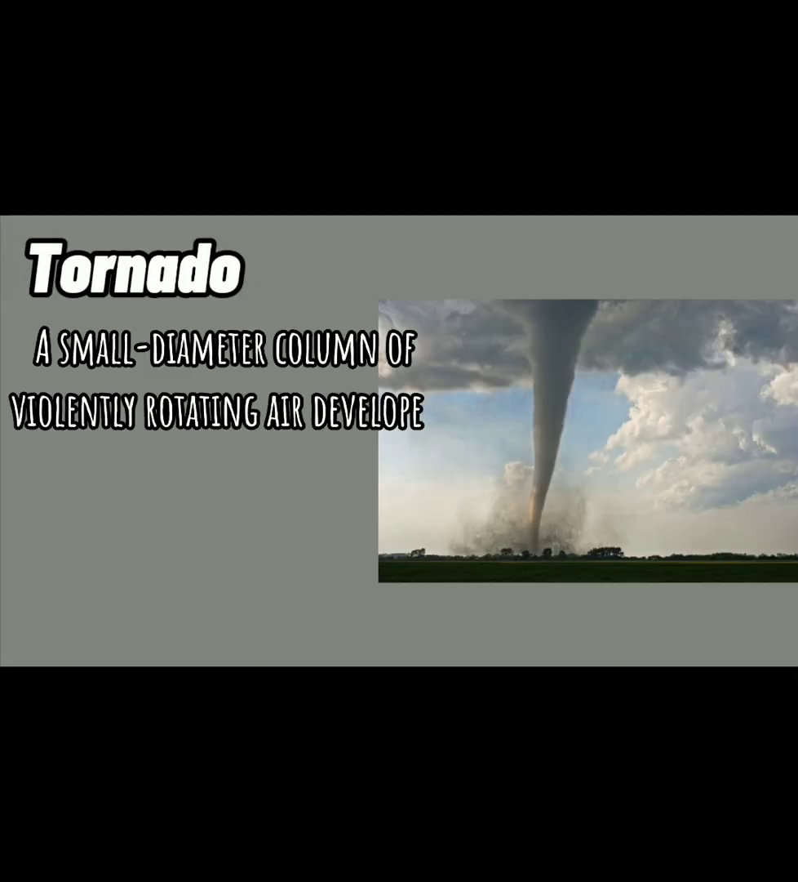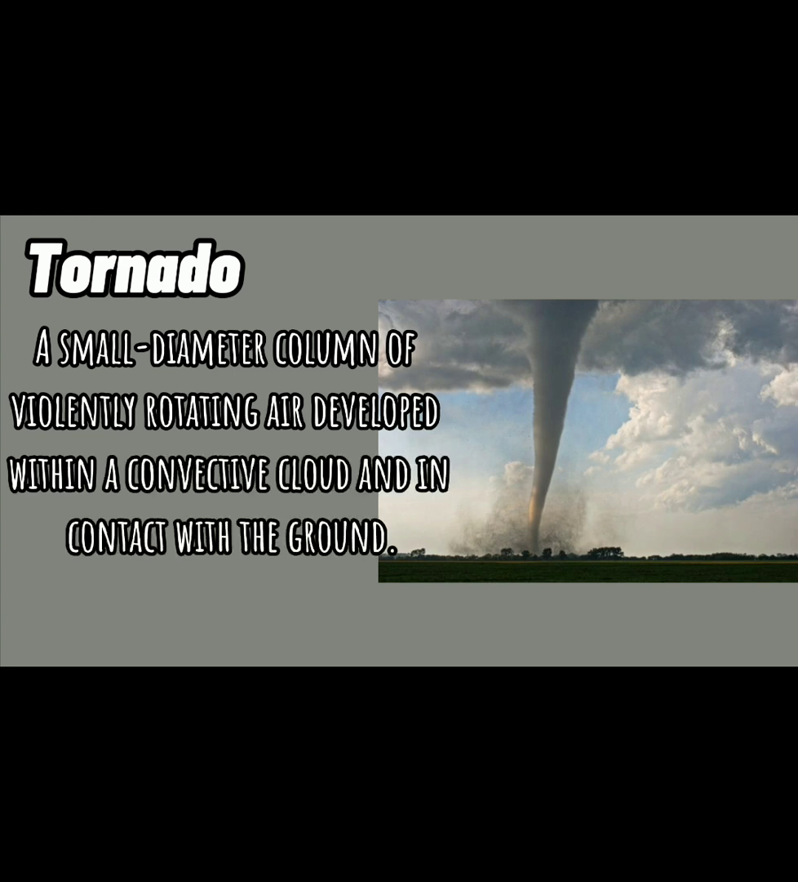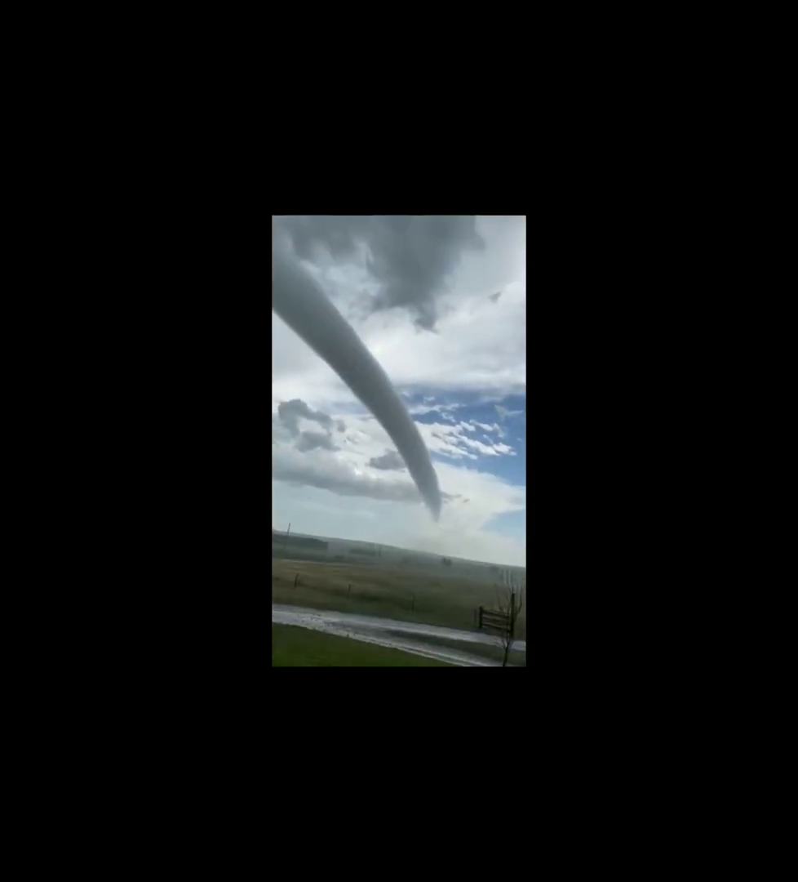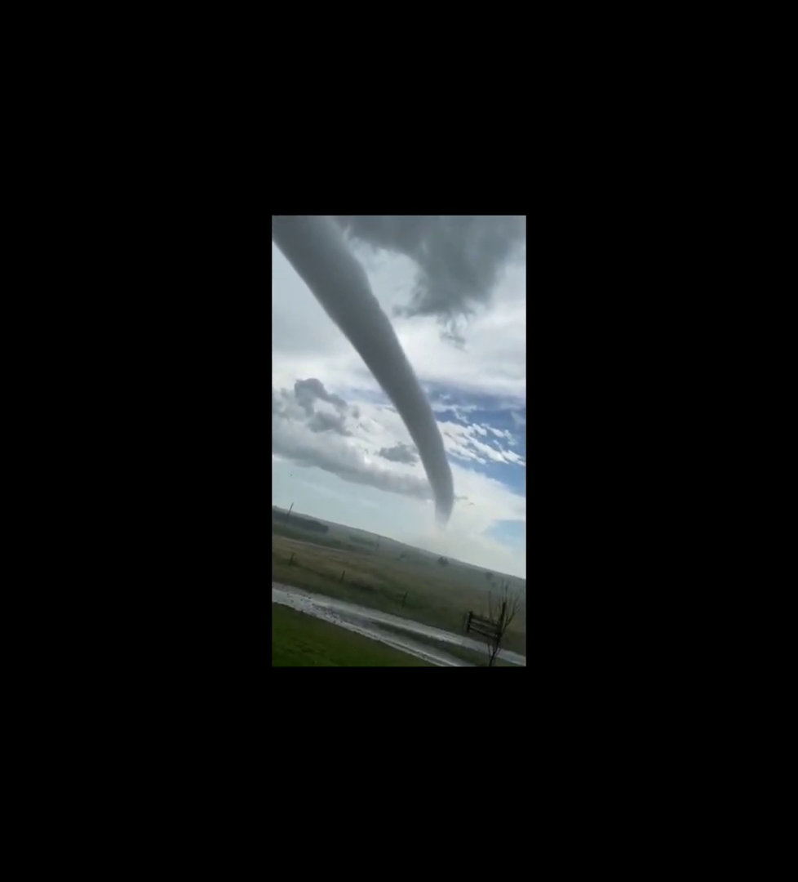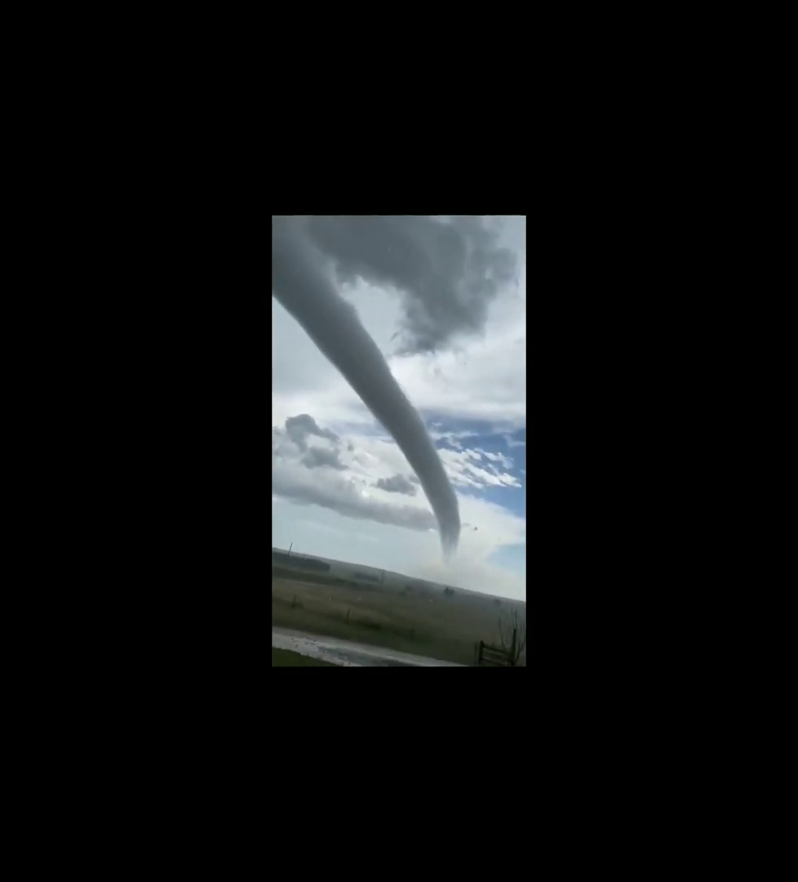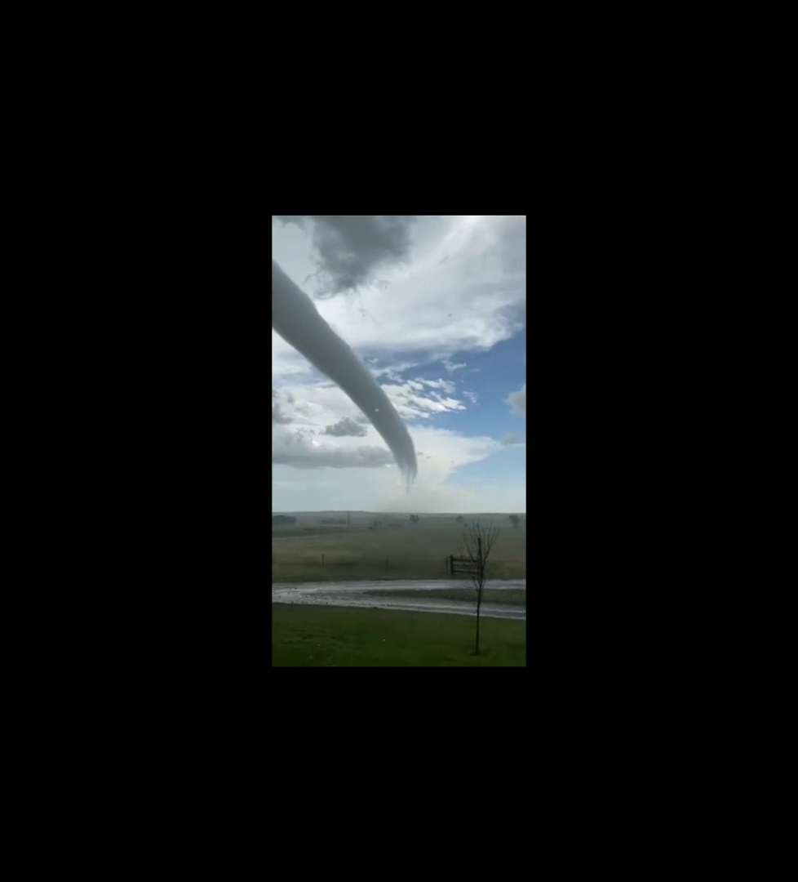Tornado. A small diameter column of violently rotating air developed within a convective cloud and in contact with the ground. These whirling atmospheric vortices can generate the strongest winds known on Earth. Wind speeds in the range of 500 km per hour have been measured in extreme events. The occurrence and formation of tornadoes are products of instability within the Earth's air masses and wind systems.